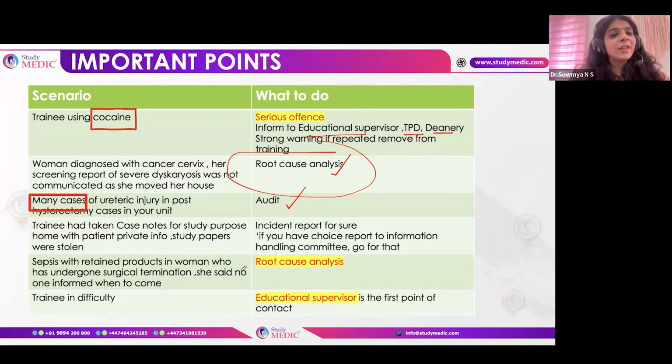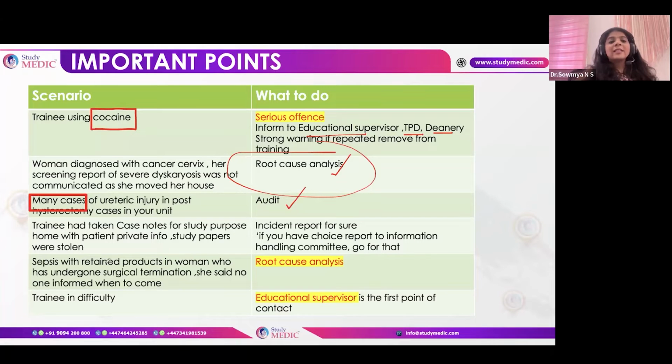The next one: a trainee had taken case notes home for study purposes, with private information of the patient, and the study papers were stolen. Generally, this is a question which has been running in circles. Obviously, incident reporting should be done. If you have the option, report to the information handling committee, please go for that. So that's what I've written here.